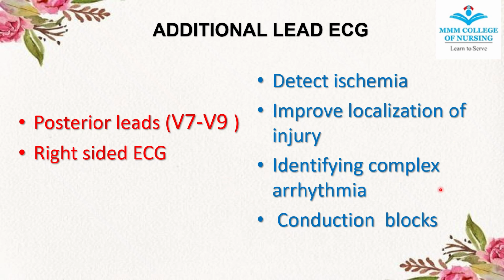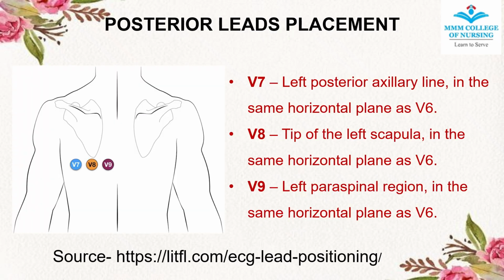For recording the posterior leads, the electrodes will be placed on the posterior chest wall. For lead V7, the electrode is positioned at the left posterior axillary line, at the same horizontal plane where lead V6 was positioned. Leads V8 and V9 are also placed in the same horizontal plane as V6, where lead V8 will be positioned on the left tip of the scapula and lead V9 is placed on the left paraspinal region.